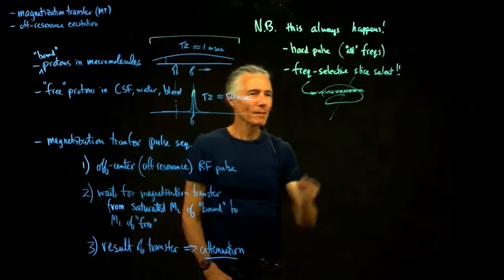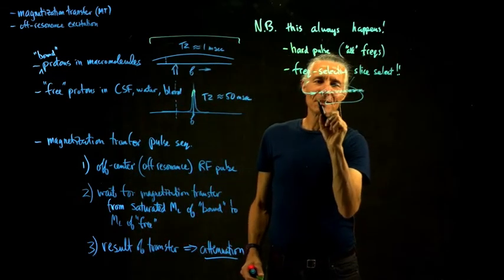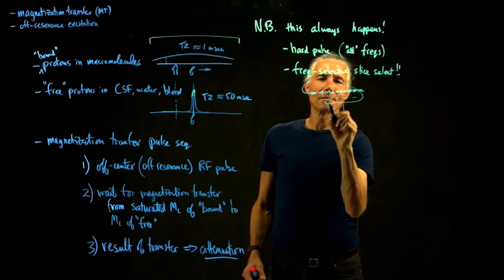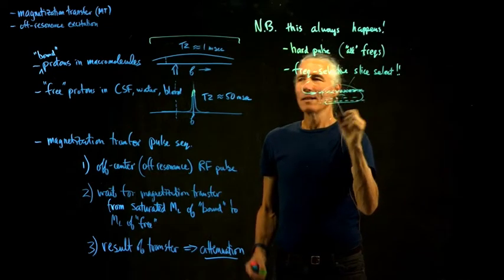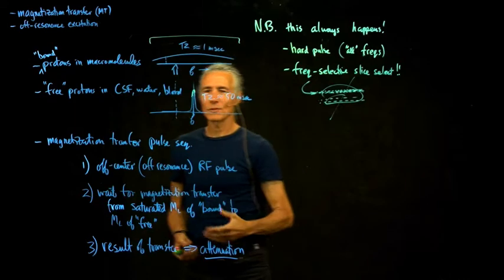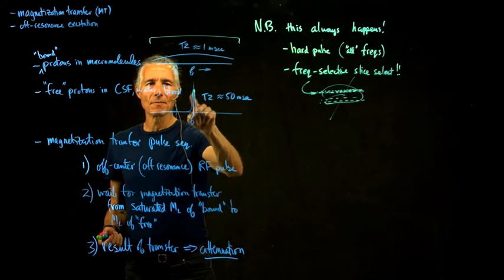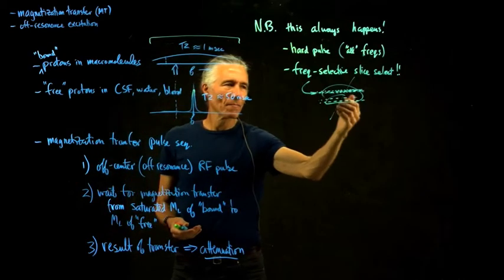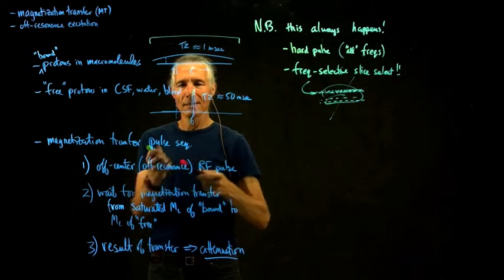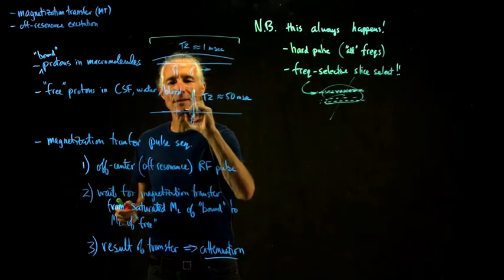But what about these guys? Here's another slice down here. What's going on with that slice? Well, the gradient was on, and so the gradient changed the resonant frequency of those protons. Depending on whether it's positive or negative, it moved it over here like this.